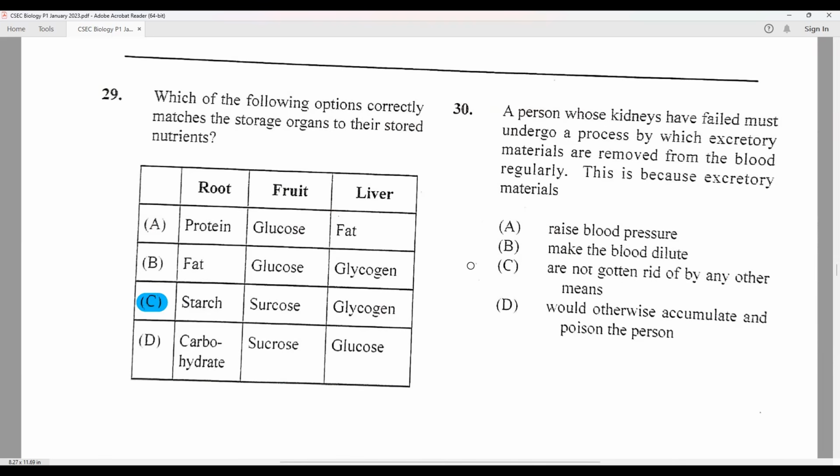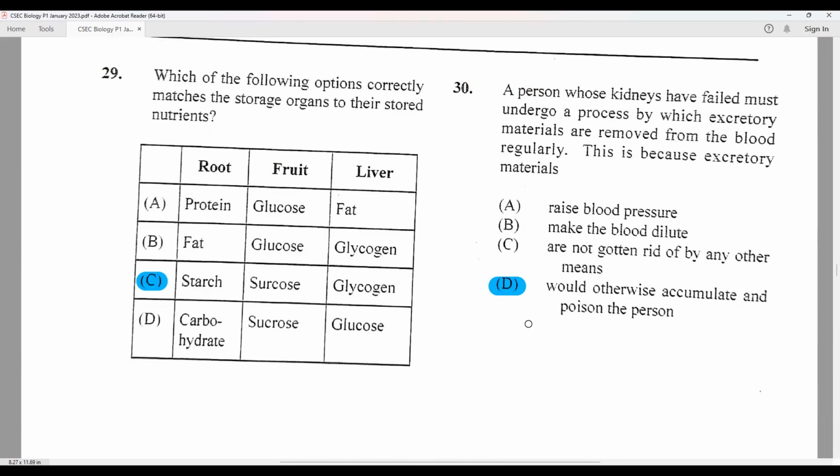Question 30. A person whose kidneys have failed must undergo a process by which excretory material is removed from the blood regularly. This is because excretory materials, you don't want them in your body. You need to get rid of them, otherwise they would accumulate and poison you.